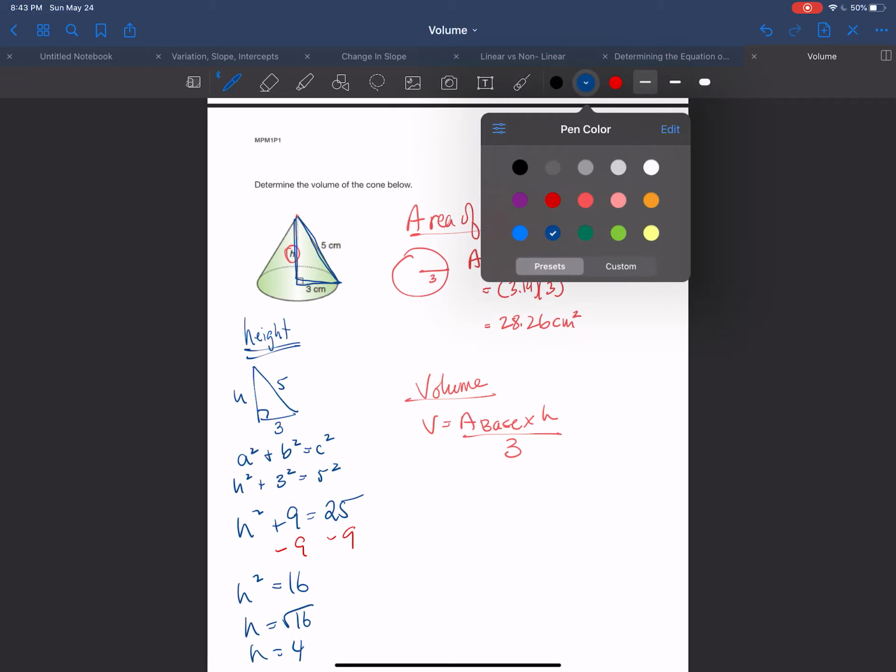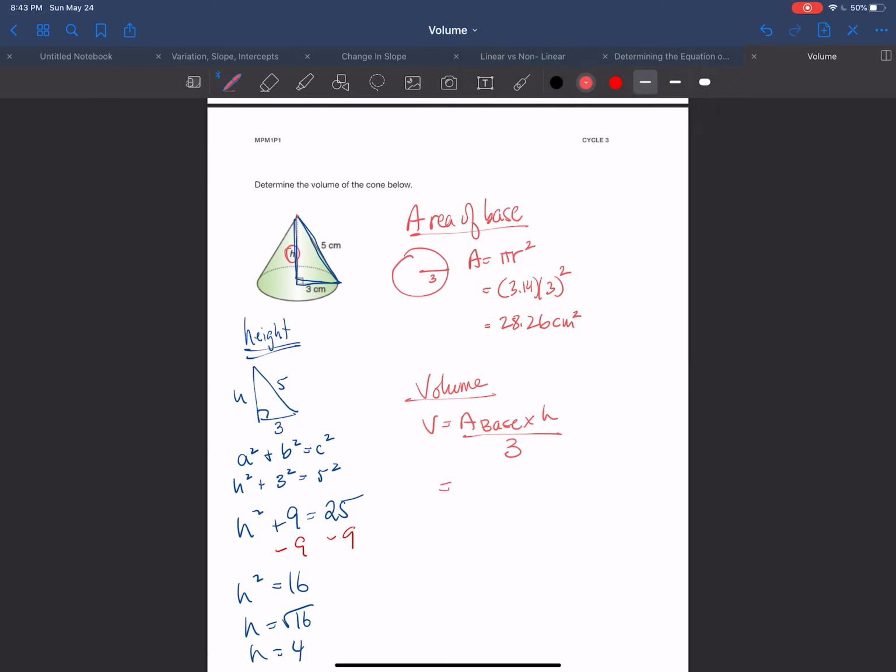So now I can go back to my volume here. Since the area of the base was 28.26, and we just figured out using the Pythagorean theorem that the height is 4, we can multiply and divide by 3. 37.68 centimeters cubed would be our final volume.